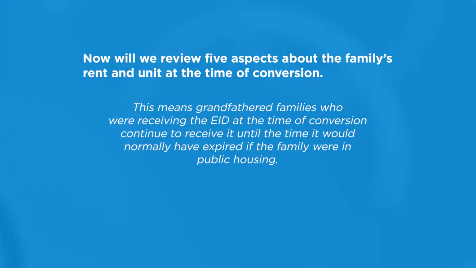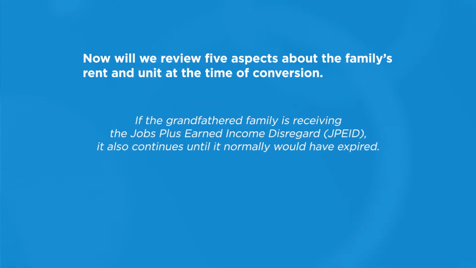This means grandfathered families who were receiving the EID at the time of conversion continue to receive it until the time it would normally have expired if the family were in public housing. If the grandfathered family is receiving the Jobs Plus Earned Income Disregard, JPEID, it also continues until it normally would have expired.